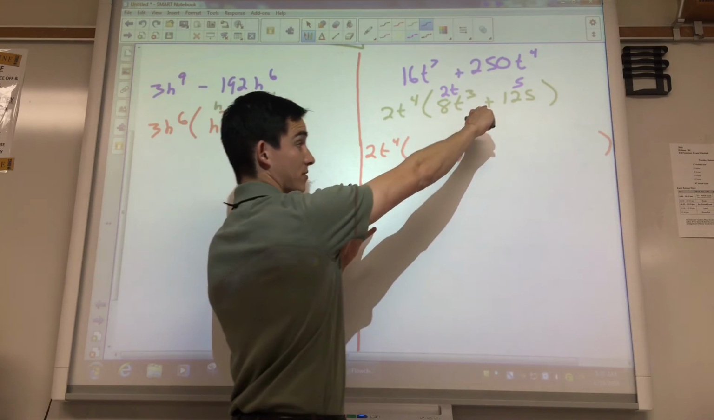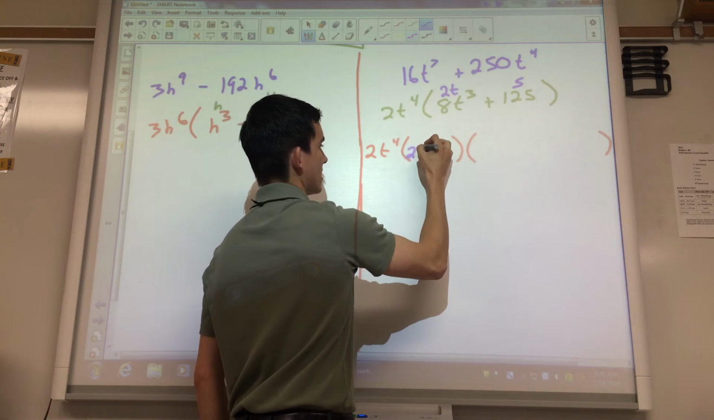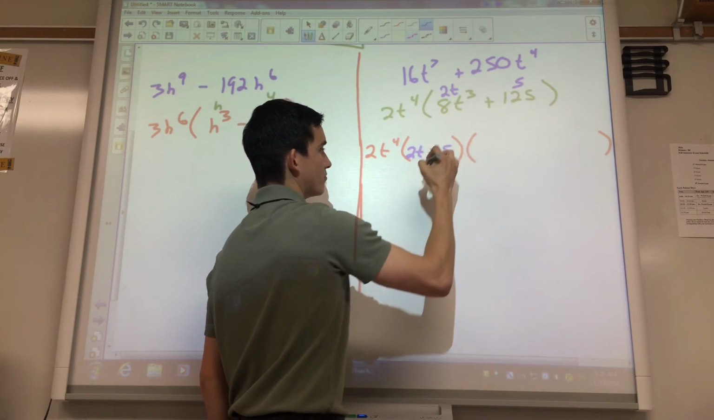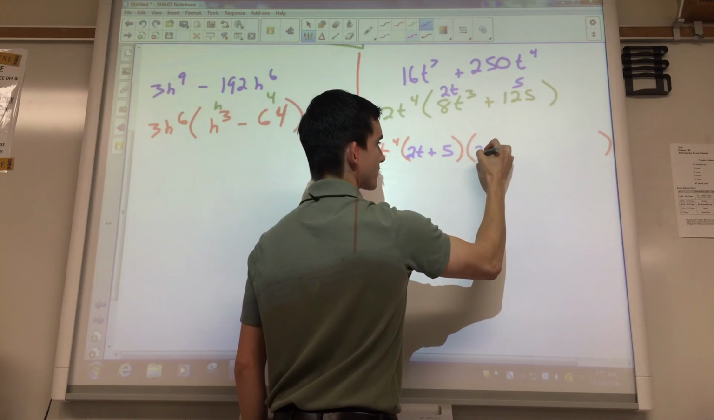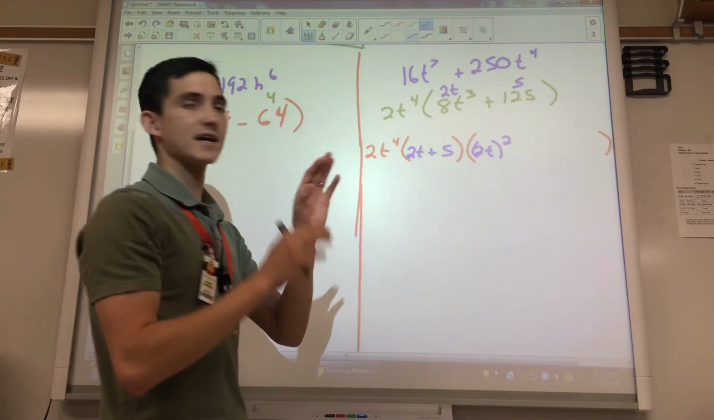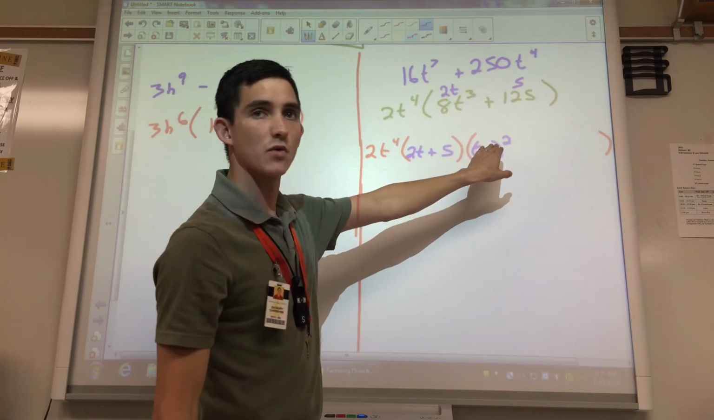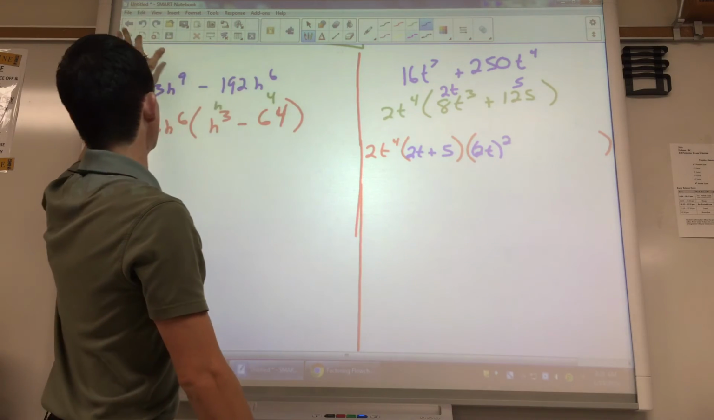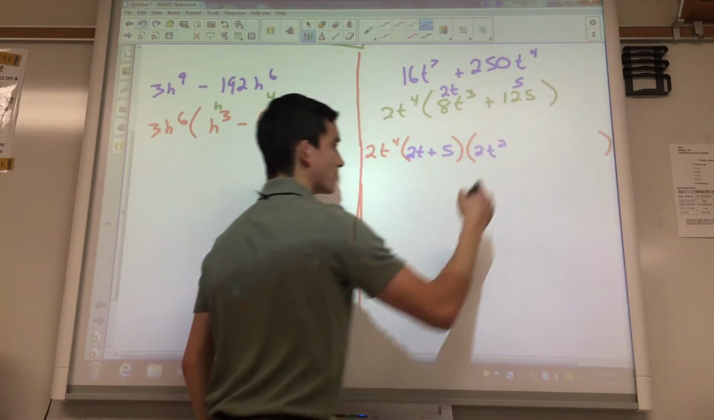So now once you've got a and b, it's as simple as plugging it into this formula. Because it's a sum of cubes, you have a plus b times a squared. So 2t. Now remember, this is 2t squared. Notice, guys, before you write anything down, look here. 2t squared, right, versus, and you tell me what the difference is. 2t squared.